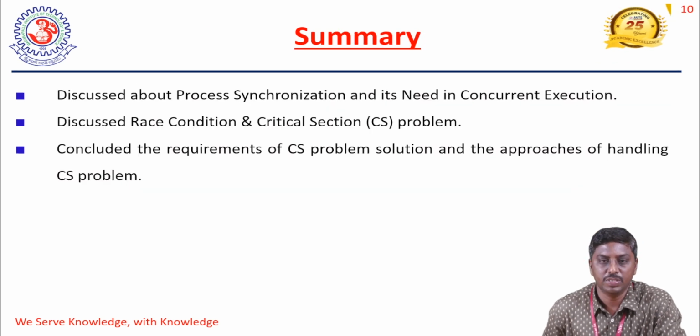So coming to the summary of today's session, we have discussed what process synchronization means, and also seen the need for process synchronization when we have concurrent execution. We also discussed what a race condition is, the critical section problem, and the approaches for the critical section problem. Clear? We also saw the three requirements a solution for the critical section problem should have.